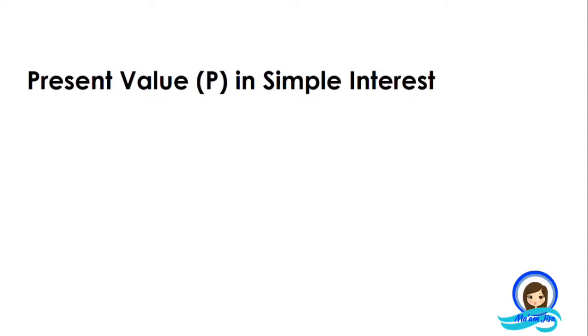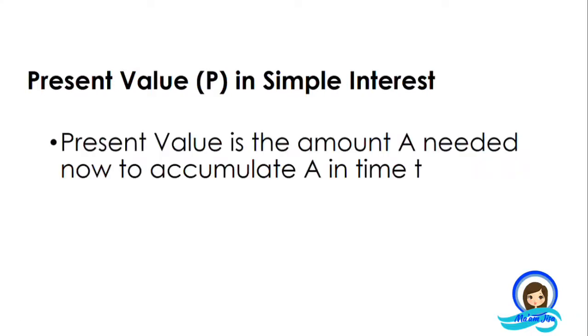Aside from maturity value, we also have present value, or P, in simple interest. The present value is the amount P needed now to accumulate A in time T. Take note of the words needed now. In other words, the present value refers to the principal amount. So when you're asked for the present value, just remember it as the principal.